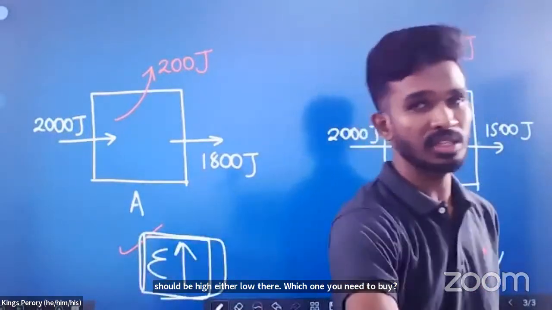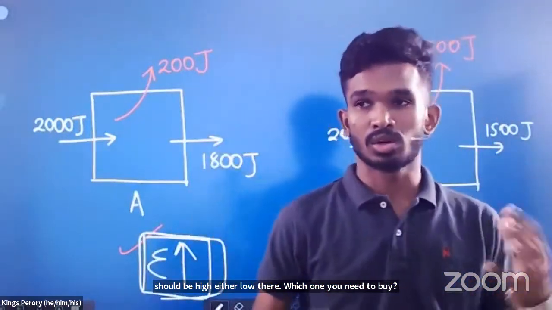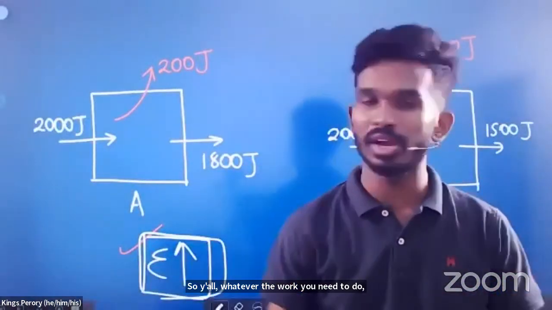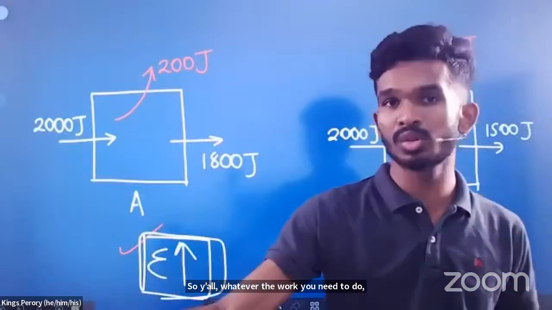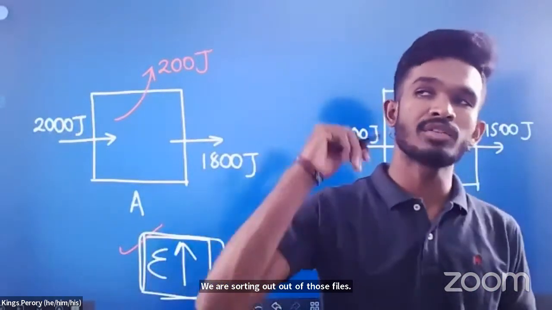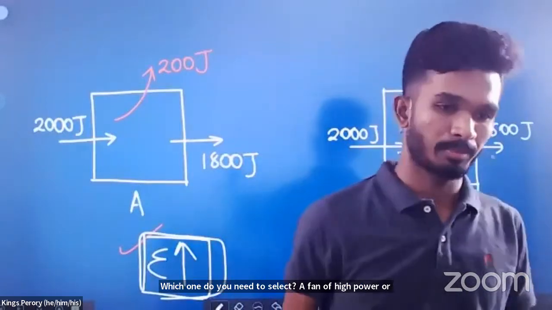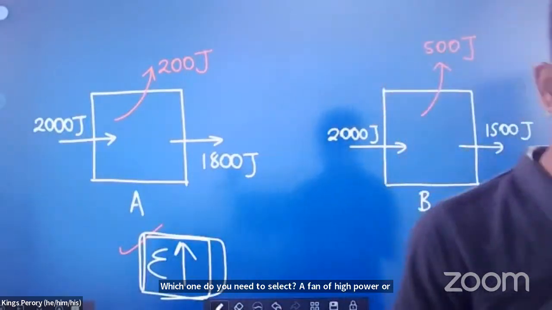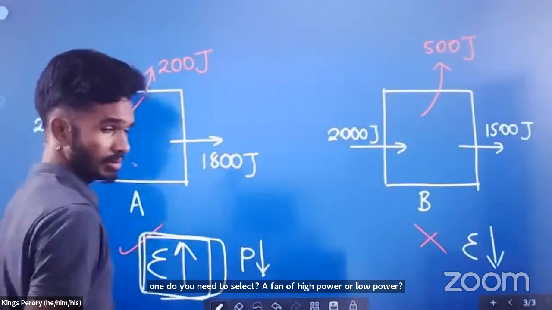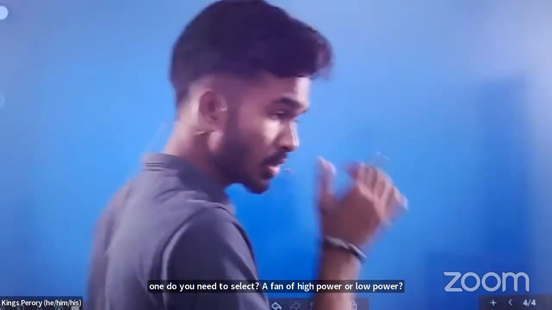All the fans are giving the same wind flow. So whatever work you need to do, it's done by all the 5 fans. Now we are sorting out of those 5. Which one do you need to select? A fan of high power or low power? Low power. Power should be low. Why should the power be low?